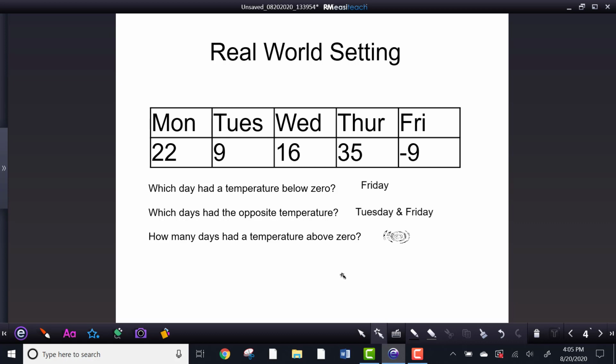And then finally, how many days had a temperature above zero? We can see that any number that is positive would mean that it's above zero. So we can see a total of 4 days had a temperature above zero.